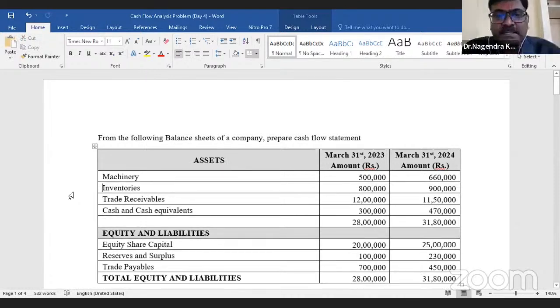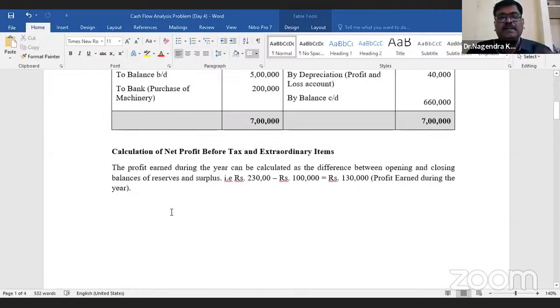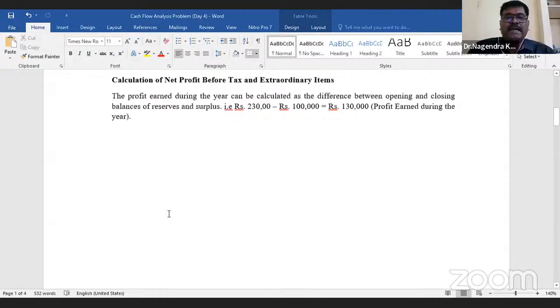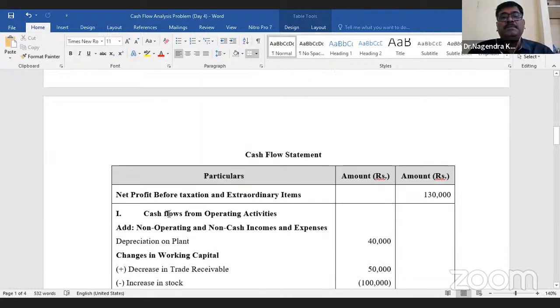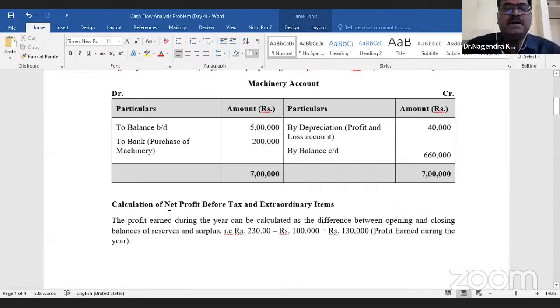Here, as there is no other adjustment for the fixed assets, we can straight away go to the preparation of the cash flow statement. While calculating the cash flow statement, we have to see the profit earned before taxation and any other extraordinary items. So we have to take the profit after adding back any tax component, or after adding back any dividends that were paid during the year, because to know the actual cash generated from the operations, we will be adding this back to the net profit earned during the year.